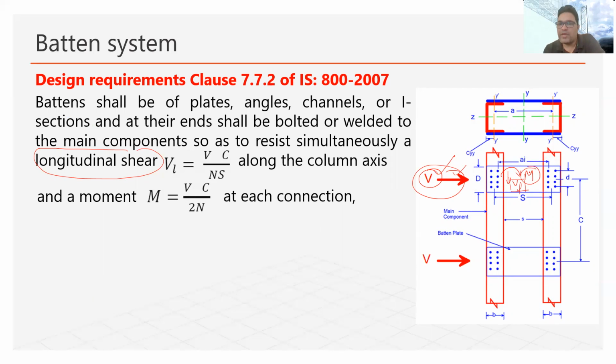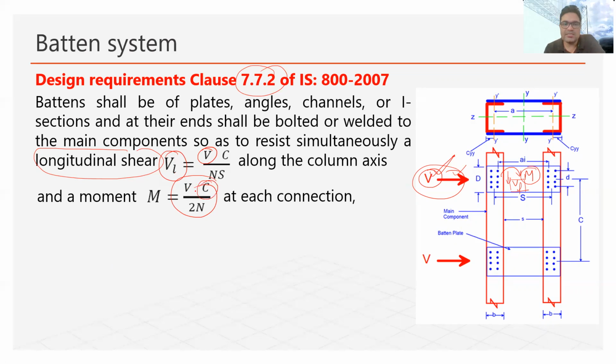Now, to find the values of VL and M, IS code has provided formulas. As per IS code, the value of longitudinal shear force can be calculated using this formula, Vc upon Ns, and the value of moment can also be calculated using this formula. Both of these formulas are provided in the IS code, so you can refer to that. Now in the formula, what is V? V is the transverse shear force, this one. We have already discussed V in the previous slide, which is 2.5% of the axial load.